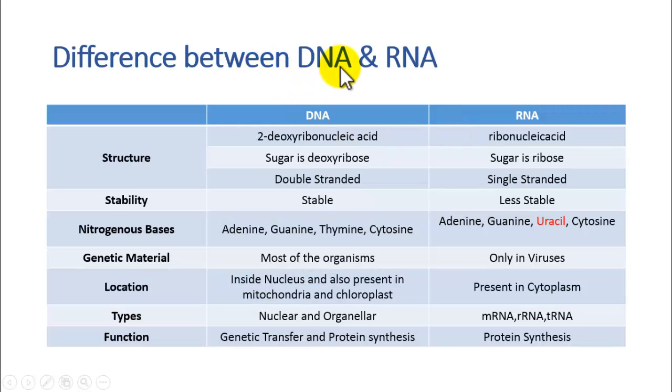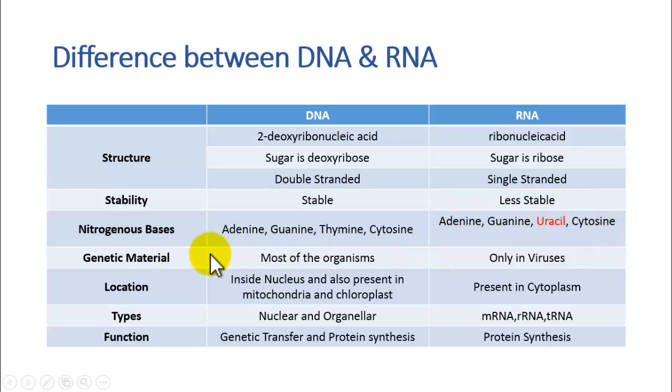So let's look at the differences in a tabular form. You can see the structure. The structure of DNA is deoxyribonucleic acid, and in RNA the sugar is ribose, and it is called ribonucleic acid. Sugar is deoxyribose, whereas in RNA it is ribose sugar. DNA is double-stranded, whereas RNA is single-stranded. And stability, DNA is more stable than RNA. Nitrogenous bases present in DNA are adenine, guanine, thymine, and cytosine, whereas in RNA, adenine, guanine, uracil, and cytosine are present.